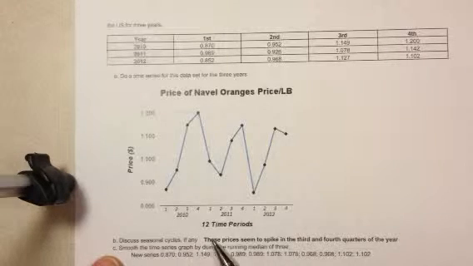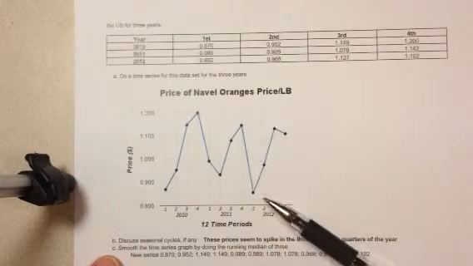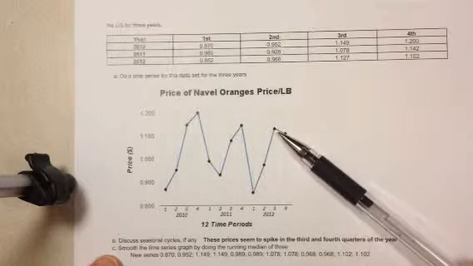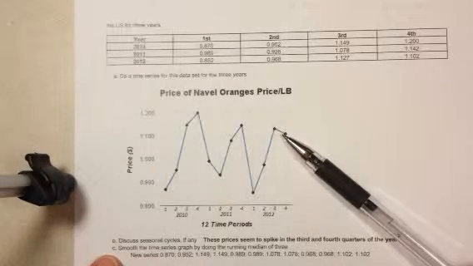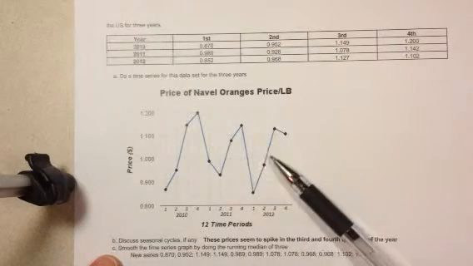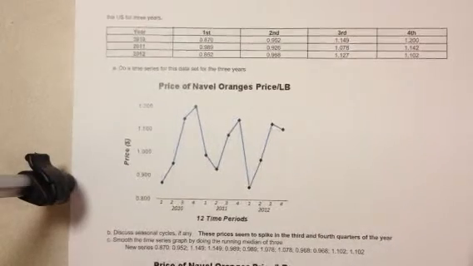Then it says discuss the seasonal cycles, if any, and we see that in the third quarter of each year the price seems to spike, and it might come down or just stay high for the second half of the year. So we see that those are the highest price points for navel oranges for the season.